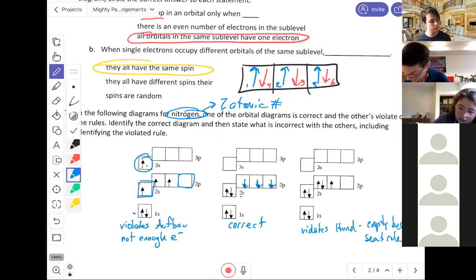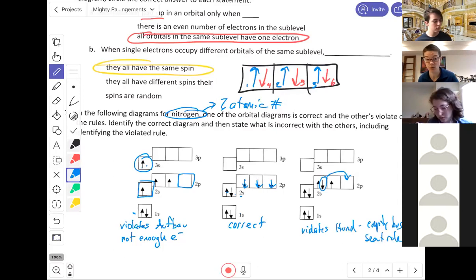Because this electron should not be there. It should be in this space over here, right? You can't pair in, and you've left an empty seat. So that doesn't work. All right, so we have finished half of this packet.